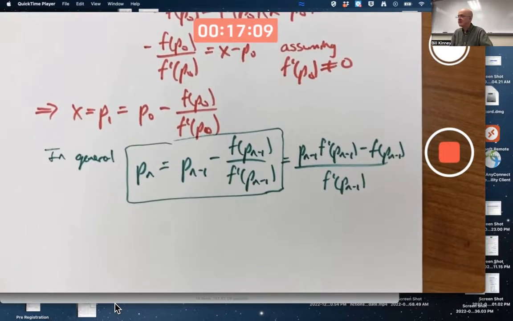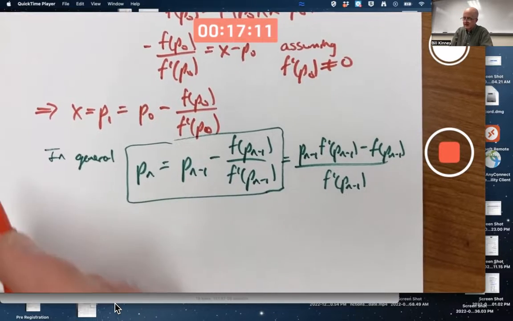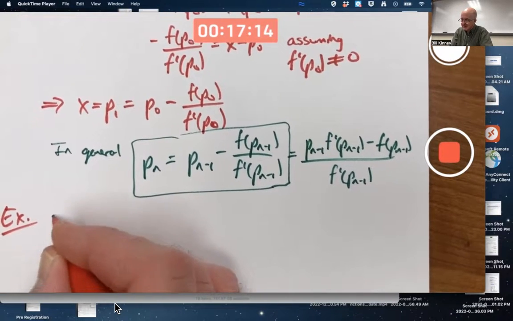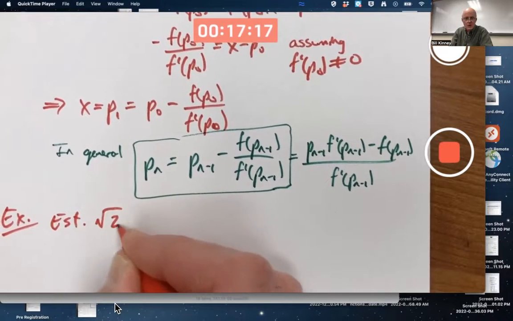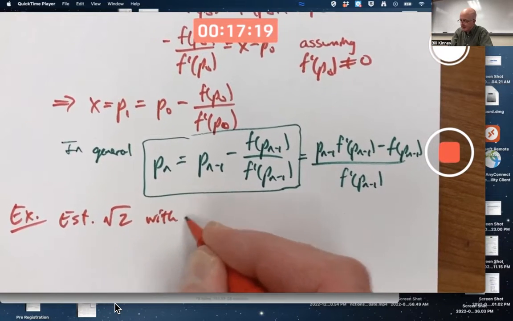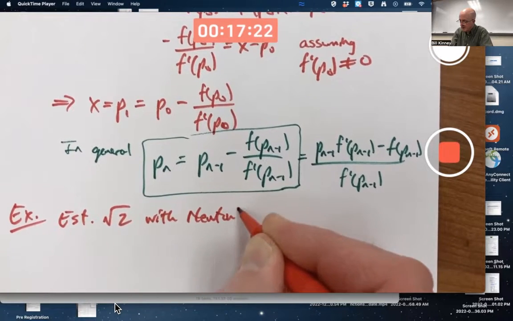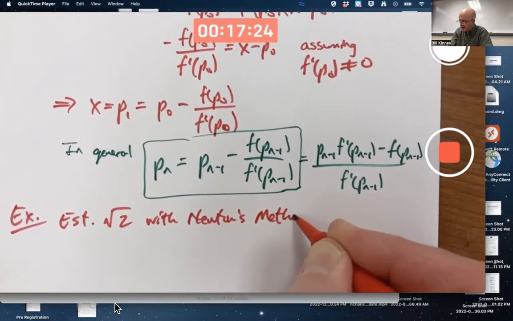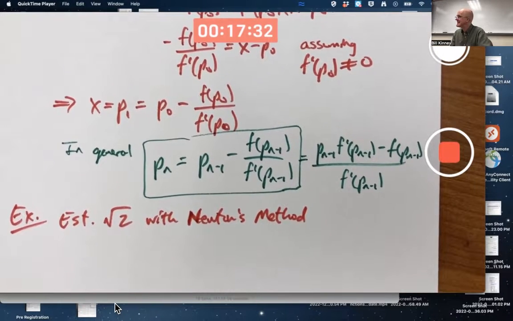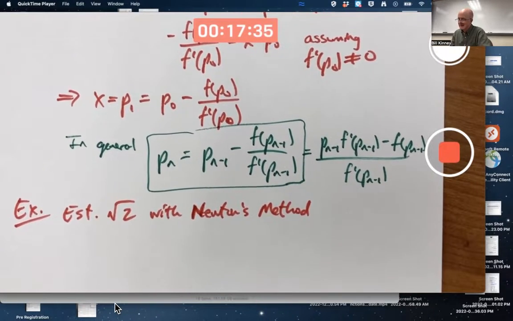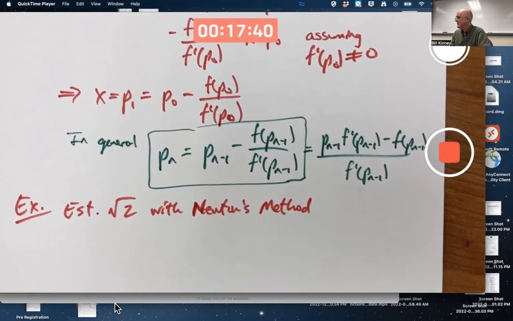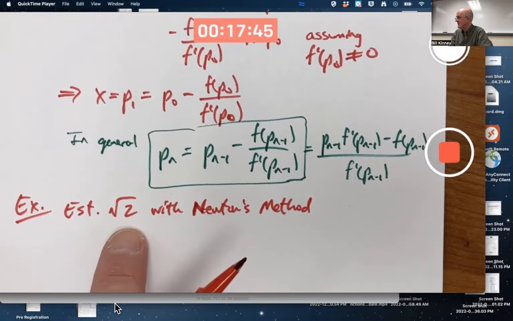Let's say we want to estimate the square root of 2. Example here, estimate square root of 2 with Newton's method. What do you think I should use for my function f? Got a guess? Root 2 minus x or x minus root 2. That's one possibility. There is a difficulty, you might say, with that, in that you're using root 2 itself in the function, which is what you're trying to approximate. How about a second degree?